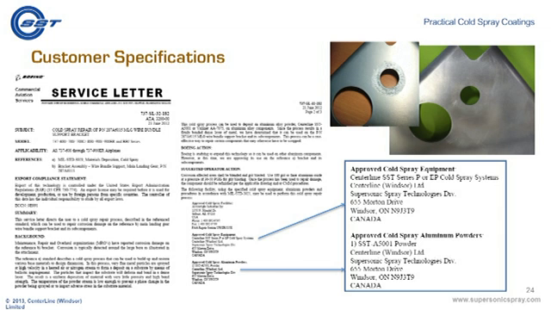Here's just one example where we helped a customer develop an internal specification on the repair of an aluminum-based support bracket for the Boeing 737. Now, within the service letter, I've expanded the areas where you can see the approved cold spray equipment is the Centerline SST Series P or Series EP cold spray system, and below that is our approved cold spray aluminum powder, SST-A5001. Now, for those of you in our audience who require specifications in order to utilize a repair process, you can count on us to help you develop that internal specification.